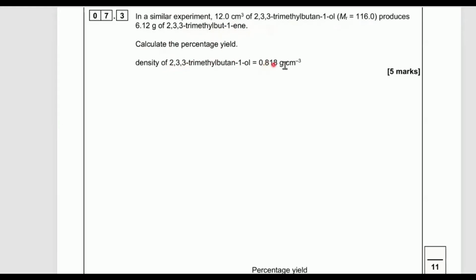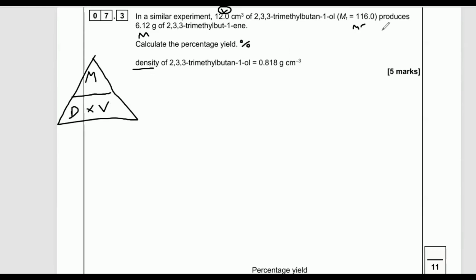So we've been given density, which means we're probably going to use the density calculation. And we've also been given the MR. And we've been given a volume, but we haven't been given concentration. So we're probably not going to do n over CV. And we've been given percentage yield, so we're going to need that. So you're going to need several calculations here. One of them is definitely going to be mass over density times volume. You should know that off by heart. When you're given density, you'll normally have to do that.